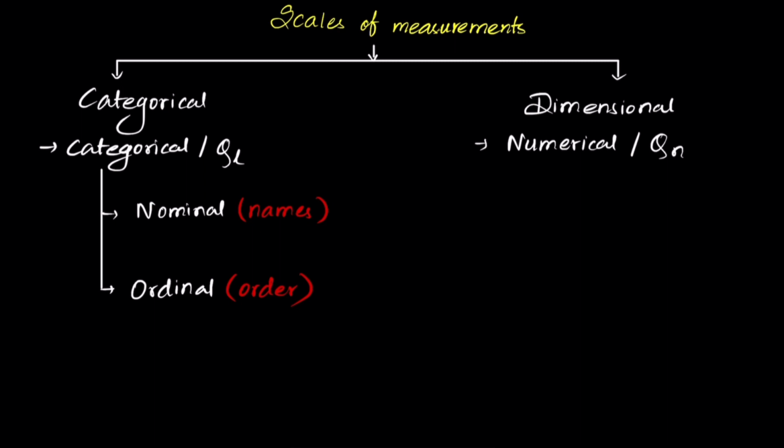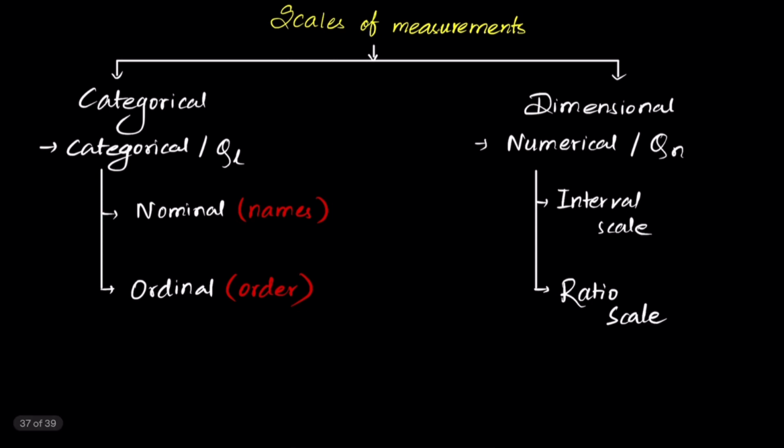Okay, under dimensional scale, you have two that you need to know. There's your interval scale, and then there's your ratio scale. Both interval scale and ratio scale use quantitative variable on a scale, and both of them together can also be called your metric scale.